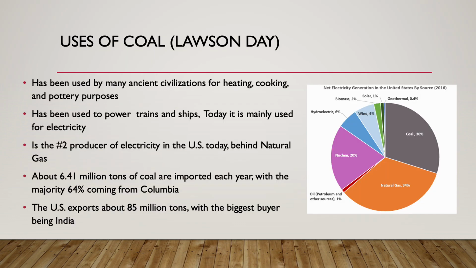My name is Lawson Day, and I'll be talking about the uses of coal. Coal has been used throughout the centuries and mainly by ancient civilizations for heating, cooking, and pottery purposes. As technology advanced, it has later been used to power trains and ships, and today it's mainly used for electricity purposes. Based on the graph shown to the right, it's the number 2 producer of electricity in the United States today, slightly behind natural gas. We export about 6.41 million tons of coal every year, and the majority, 64% of that, is coming from Colombia. We actually export about 85 million tons as well, with the biggest buyer being India.